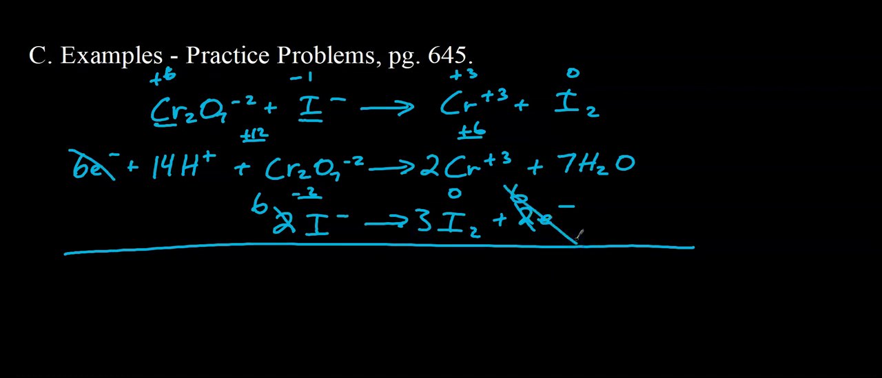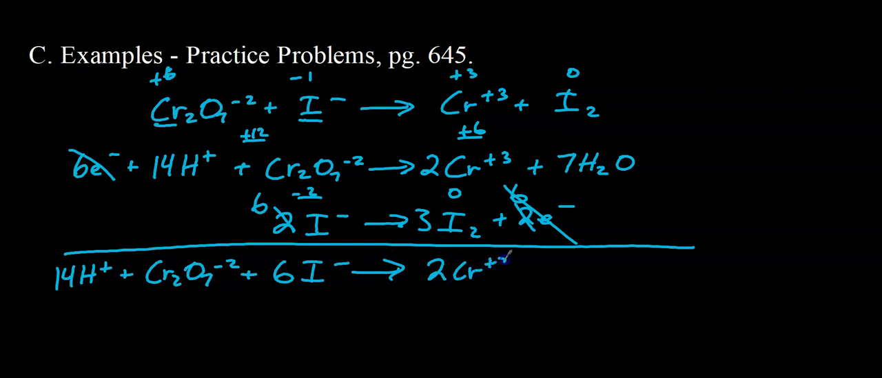We're good there. Bring everything down that is not crossed off. 14 H pluses, 1 Cr2O7 -2, 6 I minus, 2 Cr plus 3, 7 H2O, and 3 I2. Next step, students like to skip this step. I don't know why. Check. Check mass, check charge. Go ahead and pause the video and do that, and I'll walk you through that in case you need help.